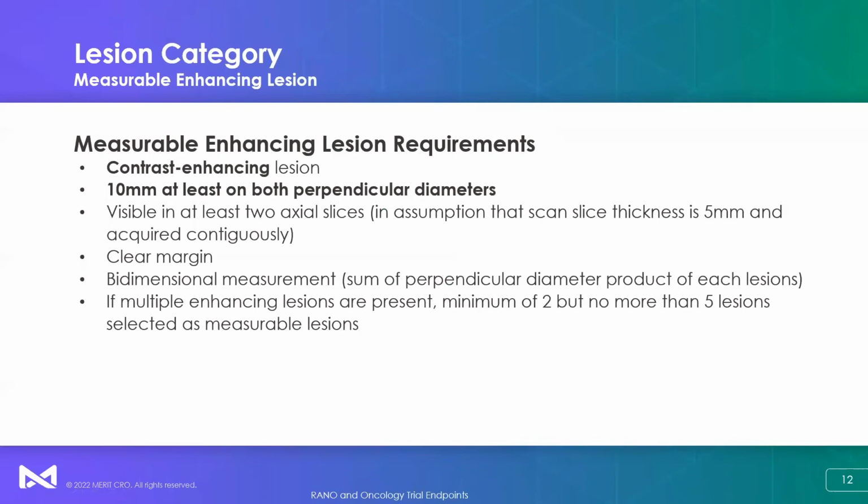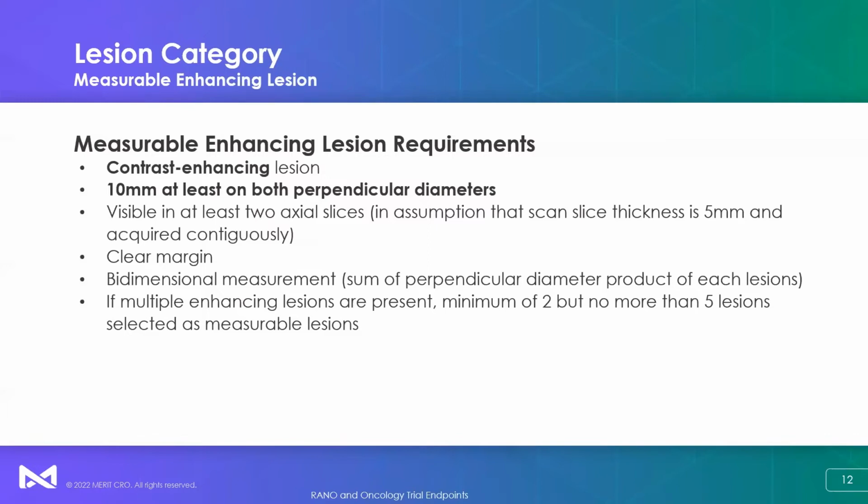And the first lesion category, just more in-depth: measurable enhancing lesions do have a requirement when the reader selects them at the baseline. First of all, it has to be contrast enhancing. And then they also have a size requirement of at least 10 millimeters on both perpendicular diameters, which means the short axis and the long axis both have to be at least 10 millimeters or greater. Also, it should be visible in at least 2 axial slices up and down.